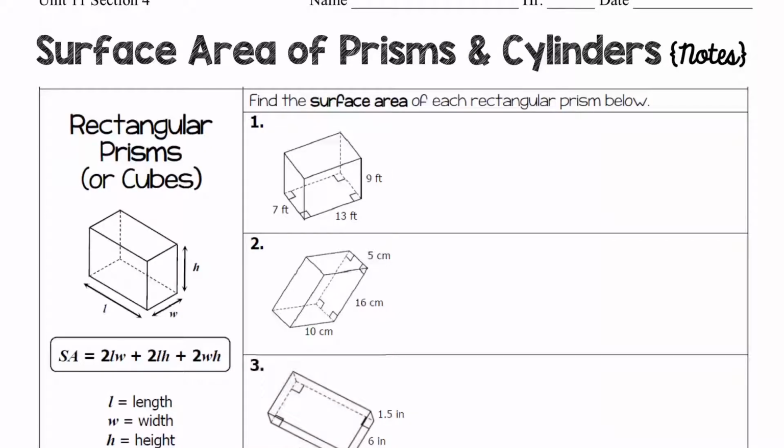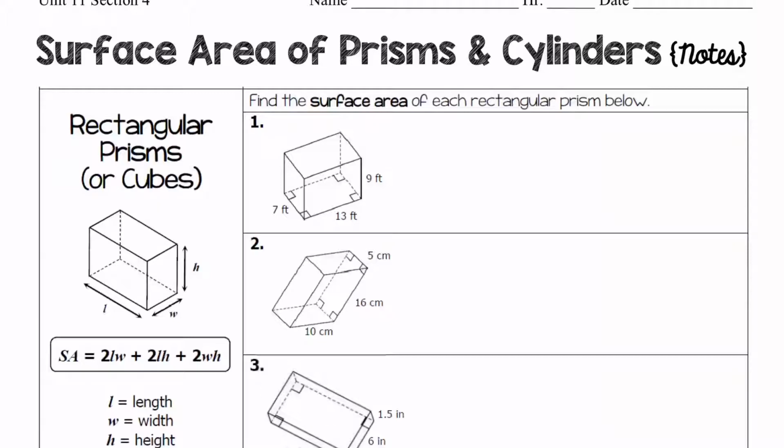So the next section in this chapter, Unit 11, Section 4, is surface area. So we're getting into three-dimensional figures now. Before, we've been dealing with just two-dimensional figures. So when we think about surface area, it talks about everything on the outside of the shape.